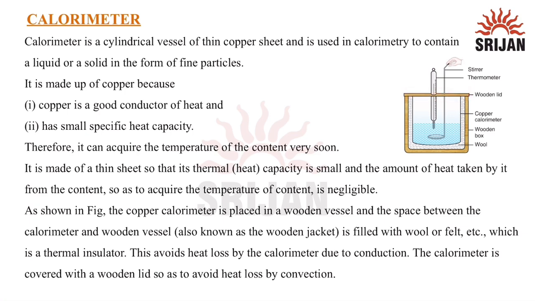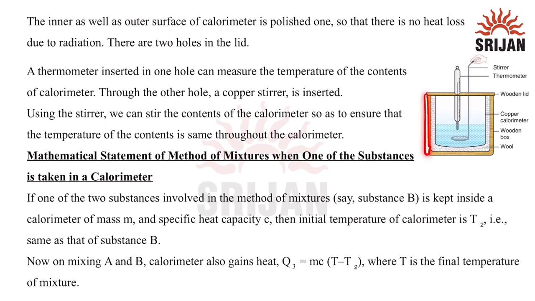by convection. Now the inner and the outer walls of the calorimeter are polished so that there is no heat loss by radiation. Now there are two holes in the lid, as you can see in this figure as well. One for a thermometer to measure the temperature of the content inside it, another for a copper stirrer to stir the content inside the calorimeter so as to maintain a constant temperature of the content throughout the calorimeter.